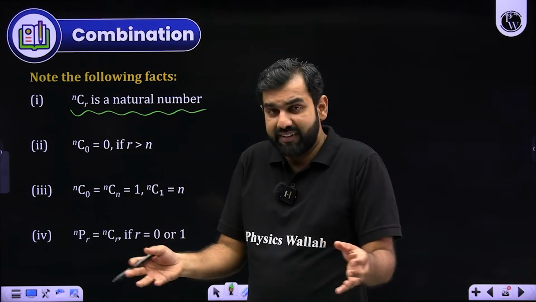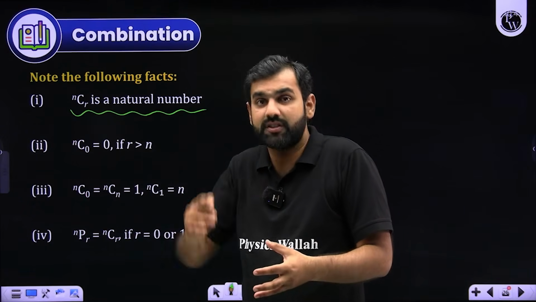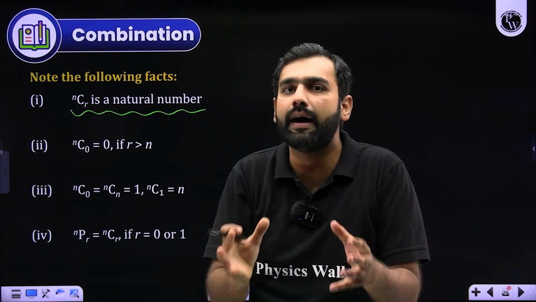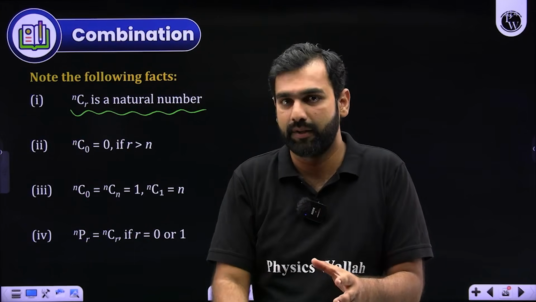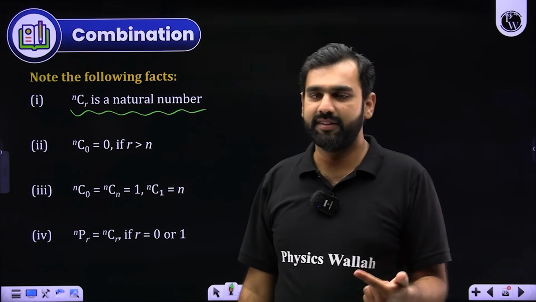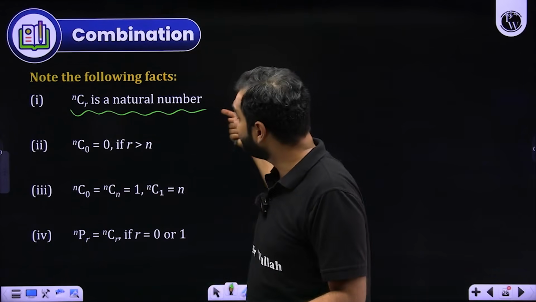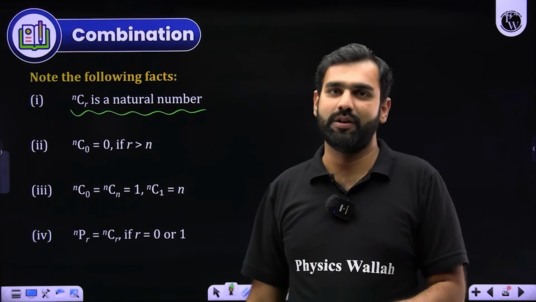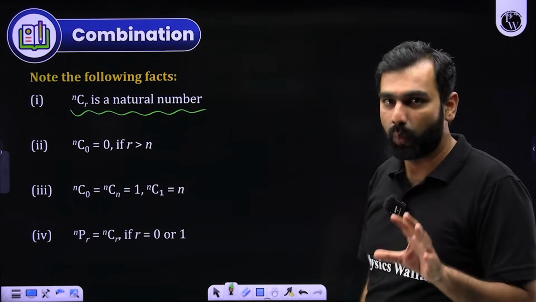Because the number of ways in which I can select certain objects out of certain objects will be a countable number, a cardinal number. So if it is a cardinal number, which means what? It should be a natural number. This is a fact you should remember, because on this fact only they have created a question once. I'll show you here in this one shot only.